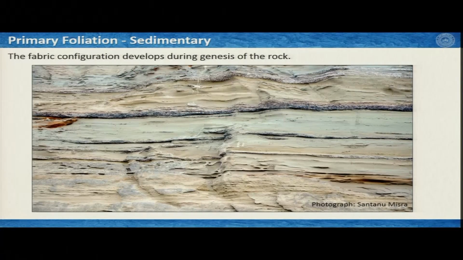And as you can see in this image, these are some layers I am marking. These layers are defined by coarse grains, whereas these areas are defined by fine grains. Their compositions are also different, that is why the colors are different. These alternating coarse and fine grained features are also very characteristic of sedimentary rocks, and therefore these things do define primary foliation in your sedimentary rock.